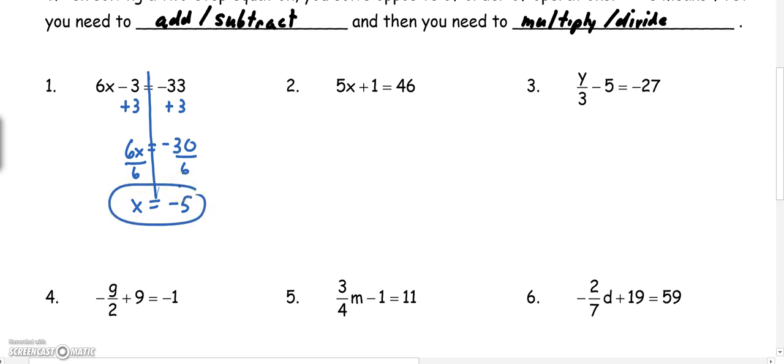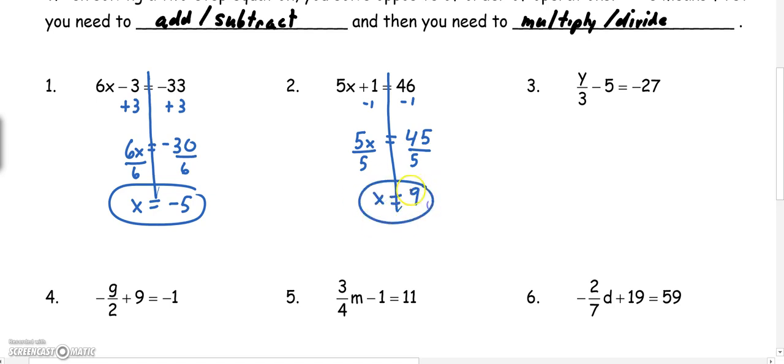Number 2, 5x plus 1 equals 46. So I'm going to look at where a number is not by the variable, so I'm looking at this plus 1. In order to get the plus 1 to the other side, I have to subtract 1 from both sides. So 5x equals 45. Then to get x by itself, I'm going to divide by 5. So x equals 9.